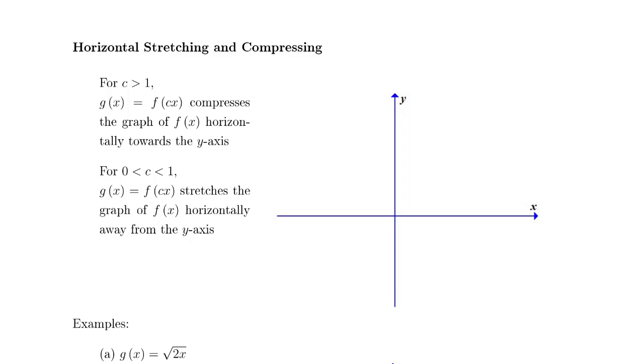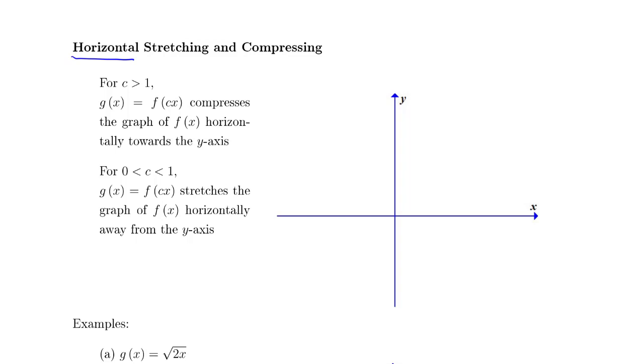All right, so before we were multiplying, but we were multiplying the whole previous function by a number. This time we're going to multiply just the x. That's going to give us a horizontal effect, and that's going to make it horizontal stretching and compressing. Again, it's going to matter whether that number is bigger than 1 or between 0 and 1.